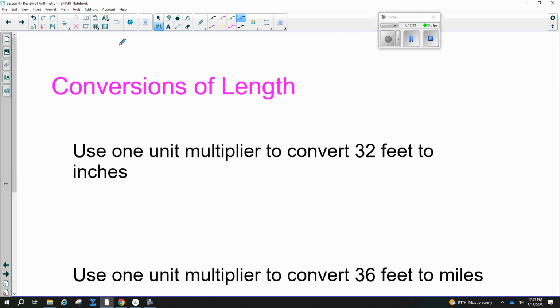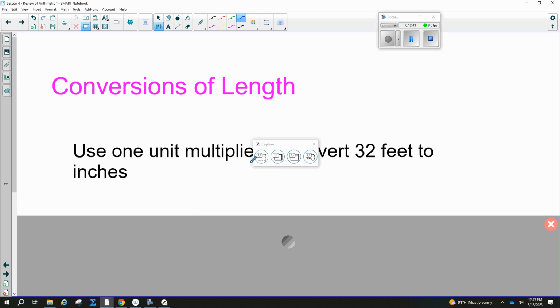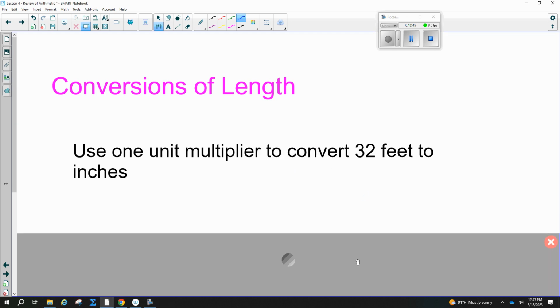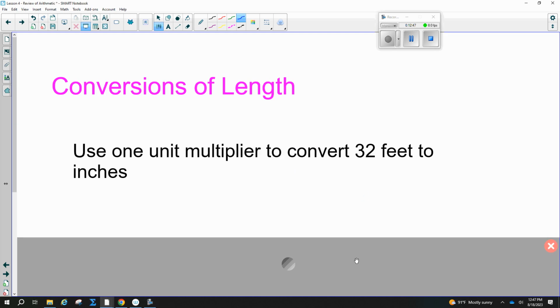All right, length conversions, unit multipliers. Show me some nice unit multipliers. These are also on the next test. Use 1 unit multiplier to convert 32 feet to inches. So you do need to do it like this. 32 feet over 1. We're converting to inches. Everyone, how many inches in a foot? All right, so because feet is on top, where does the feet have to go on this one, everyone? Bottom. It's got to cancel. So you do 1 foot and 12 inches on the top.